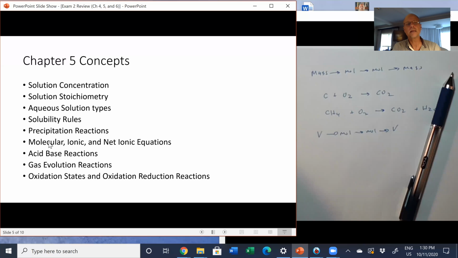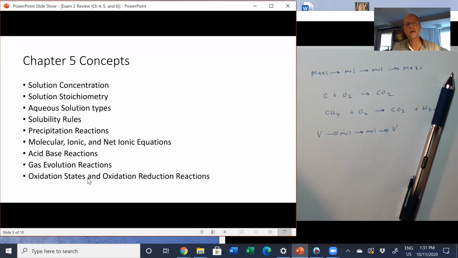Be able to write molecular, ionic, and net ionic equations for precipitation reactions, as well as the other types of reactions in this chapter, all right? Acid-base reactions. So remember, acid plus base forms water and salt. Gas evolution reactions. These are the reactions in which two reactants mix that are aqueous and they form a gas that bubbles out, right? And there's certain things to look for there in terms of what can form and what kind of gases form as a result.